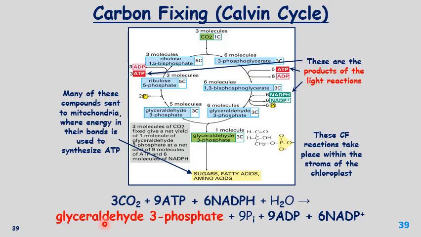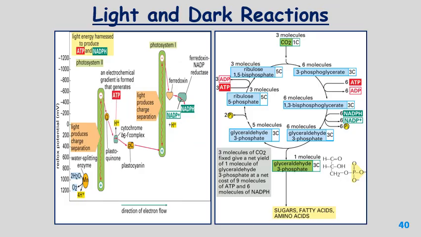What is going to end up as a product of the Calvin cycle? You're going to get glyceraldehyde 3-phosphate, and you're going to get your oxidized forms of whatever substrate you used. So NADP and ADP. So here are your light reactions. So remember, two of them. And here is your dark reactions.